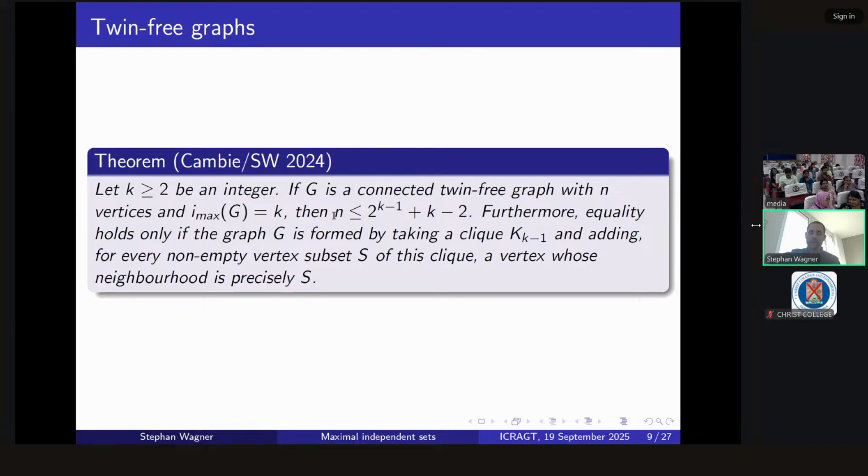So if I turn things around, if I take the order of the graph as fixed, and I want to know how many maximal independent sets the graph has at least, given that it's twin-free, then if I take these inequalities and turn them around, I find that the minimum number of maximal independent sets is logarithmic in the order. If I take the logarithm here, then basically I find that k needs to be at least roughly the base 2 logarithm of the order. So the minimum number of maximal independent sets in connected graphs grows with the logarithm of the order.